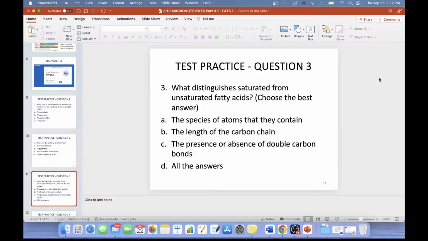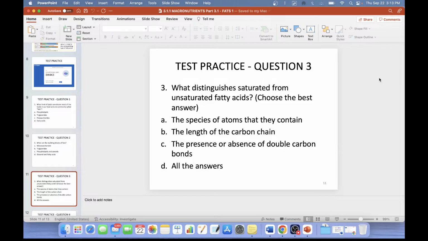Right, so it seems that this question is different from the previous ones, because I am getting an almost even spread of answers between C and D. That means there is a large share of you who believe that all the answers are correct, while the correct answer is C: the presence or absence of double carbon bonds. Saturated fatty acids are the ones in which there are no double carbon bonds, only single carbon bonds. Unsaturated ones are the ones in which there is at least one double carbon bond.